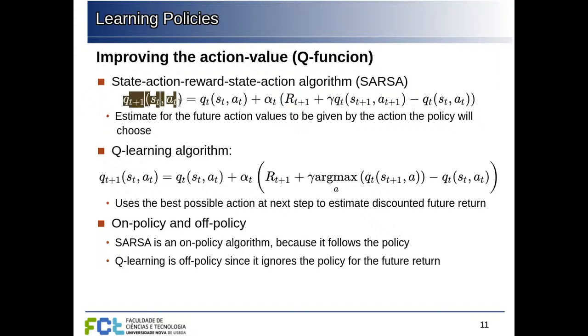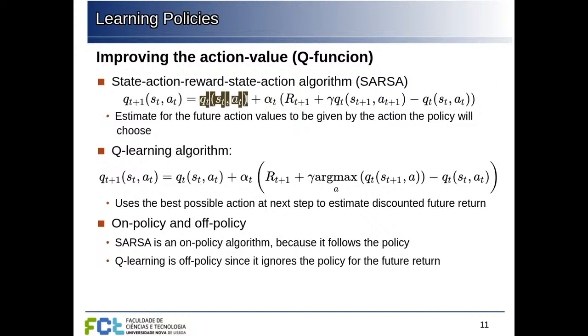What we expect to be the future return of taking action A at state S should be the reward we get from that action plus the discounted future expected return if, from the next state, we take the action the policy tells us to take and go on. So this should be the same as this. If it's not, if there is a difference, then we have an error here and we can do the update.